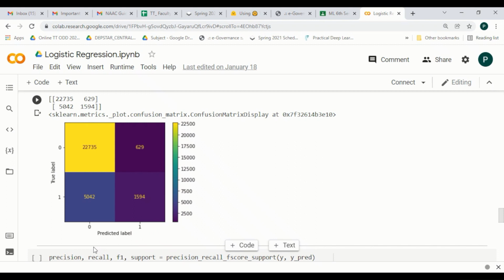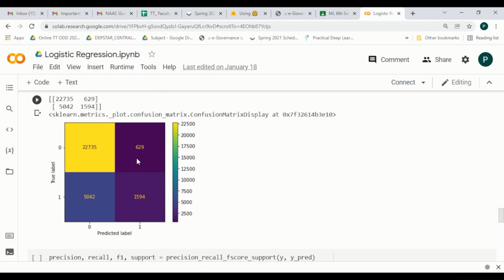So, true 0 and predicted 0. So, wo kaun sa hai? So, what is the true positive? This one. Okay, so this is a true positive. Okay, true 0 and predicted 0. So, this one. So, out of 30,000 rows in our data set, 22,735 are positive and are predicted as positive. Okay, but 629 rows are 0 but predicted as 1.